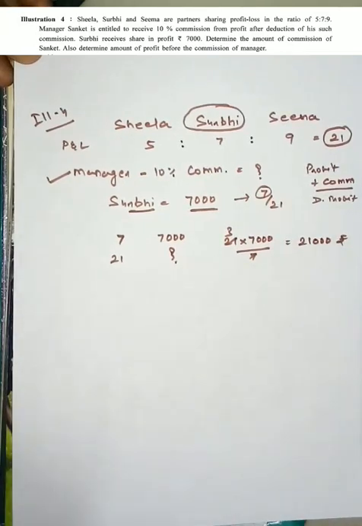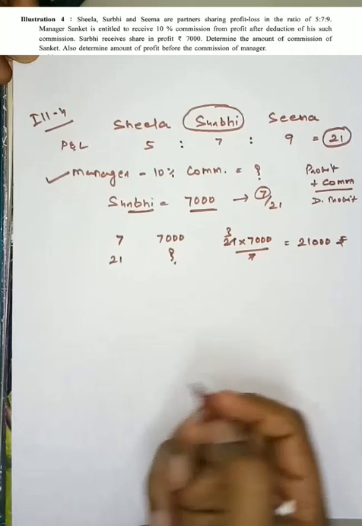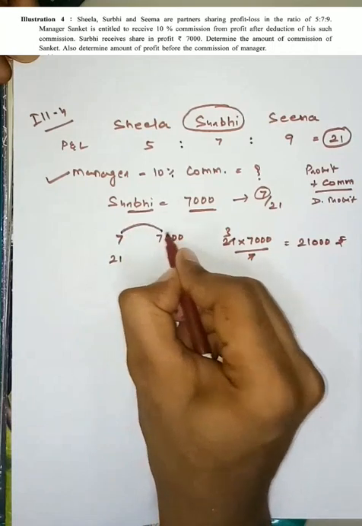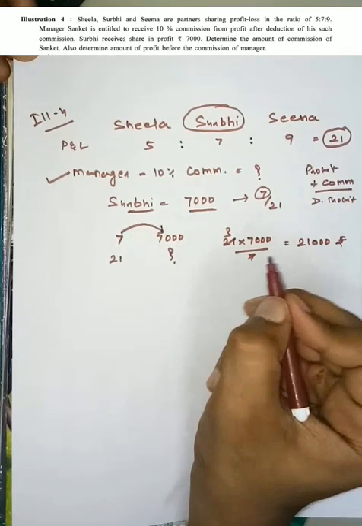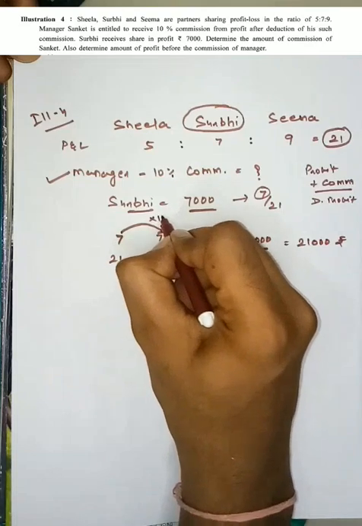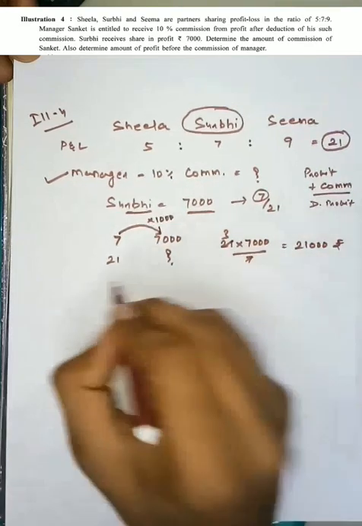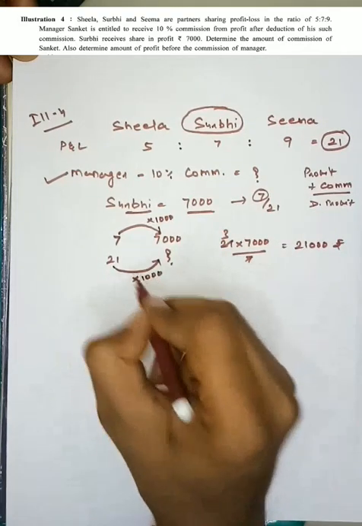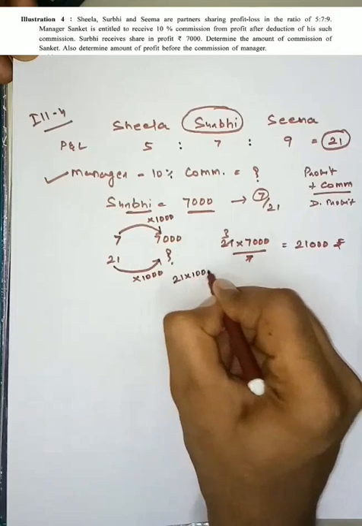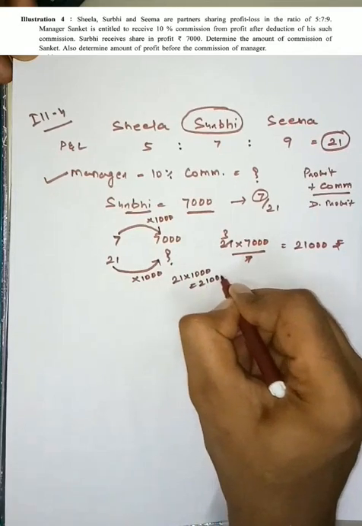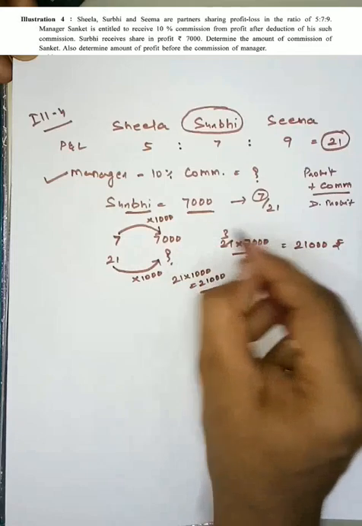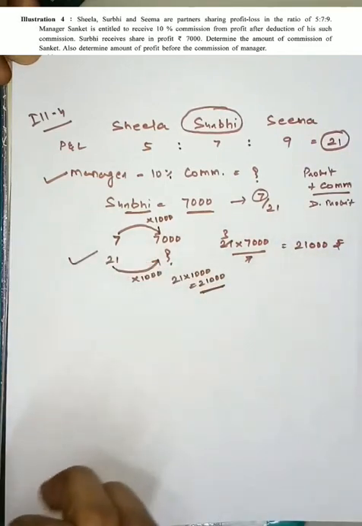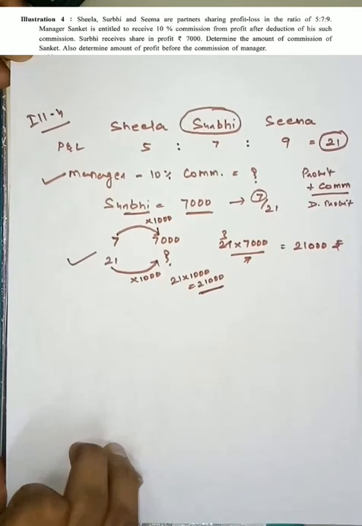Second method, which I use when I am explaining to the students, is very easy. Just see 7 to 7,000. What is the difference? It is increasing by 1,000 times. So the answer will be multiplied by 1,000. So 21 multiplied by 1,000, the answer we will get is 21,000. Easy. You don't have to do the calculation. So this is more easy. So 21,000 we have received as a profit.